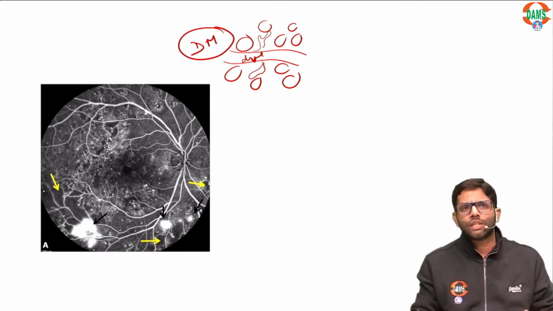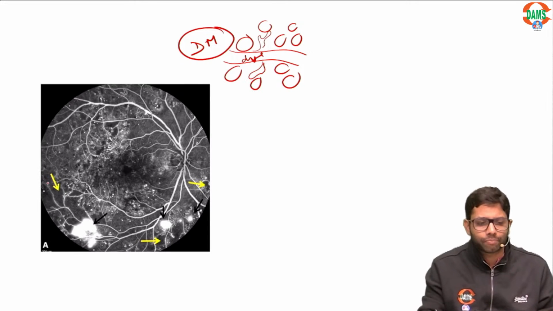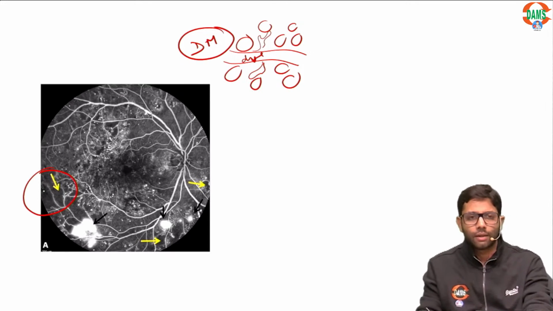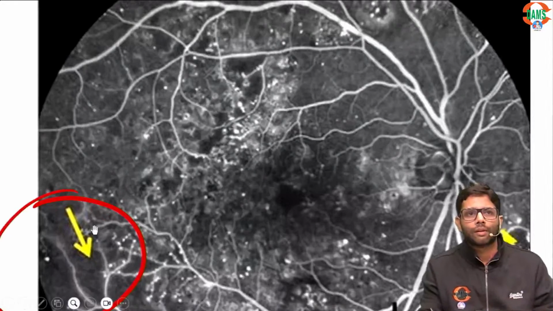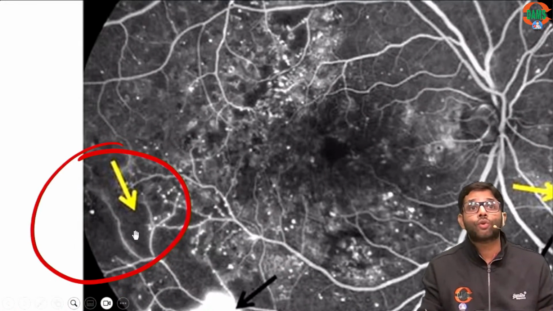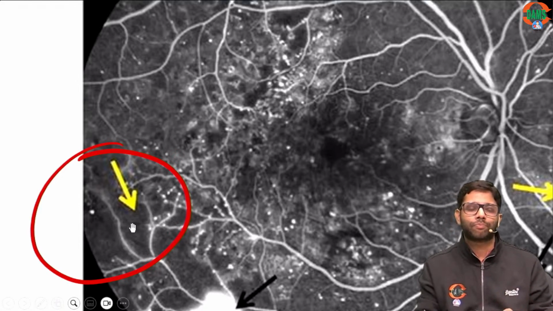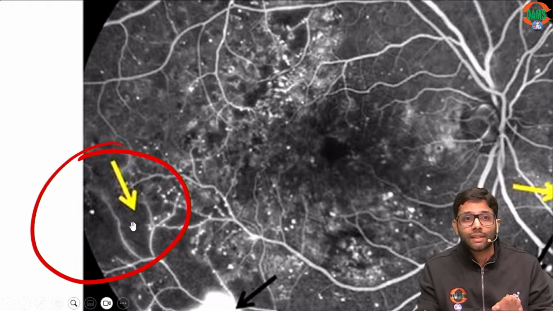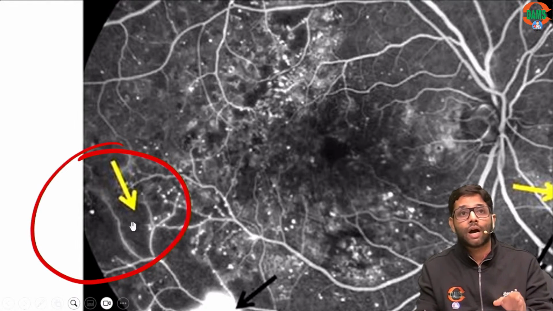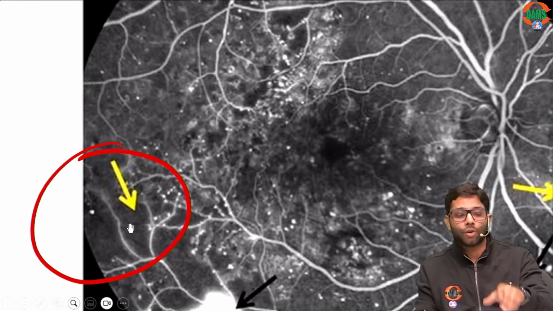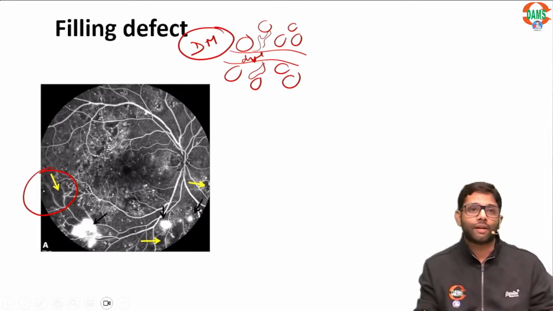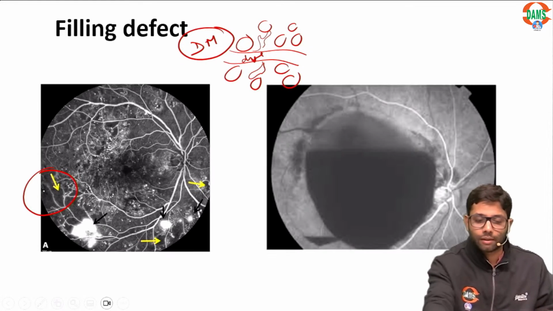But in the advanced stage of diabetic retinopathy, you see this yellow arrow. Is the yellow arrow dark or white? Now this is hypofluorescence. In diabetic retinopathy, in advanced stages, retinal blood supply decreases. This is ischemic retina, hypoxic retina. So hypoxic retina becomes an example of a filling defect.